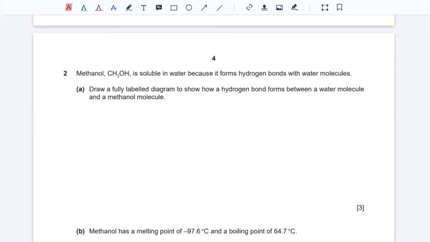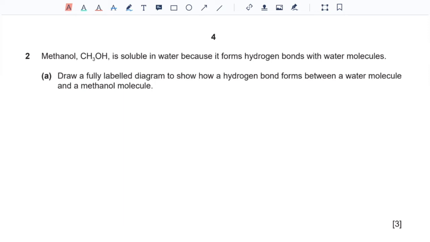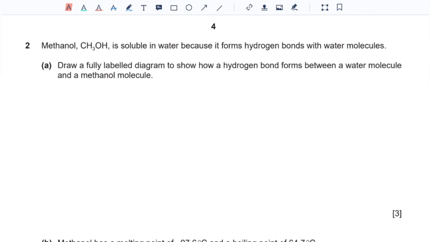2. Methanol is soluble in water because it forms hydrogen bonds with water molecules. Draw a fully labeled diagram to show how a hydrogen bond forms between a water molecule and a methanol molecule.